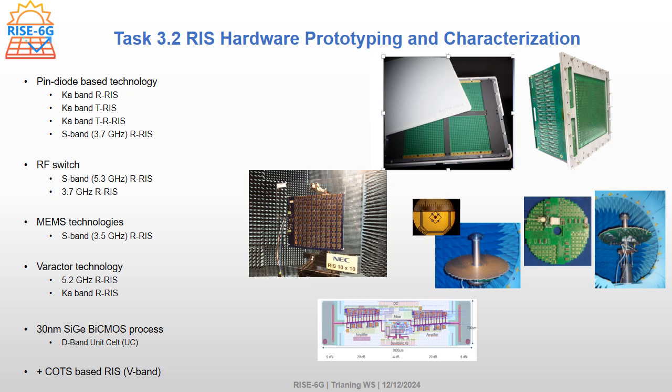We went up to higher bands, the D-band, by investigating other technologies very different from the previous ones, based on a 130 nanometer silicon germanium BiCMOS process that is able to create a unit cell that can change the amplitude and phase of the response of the cell.